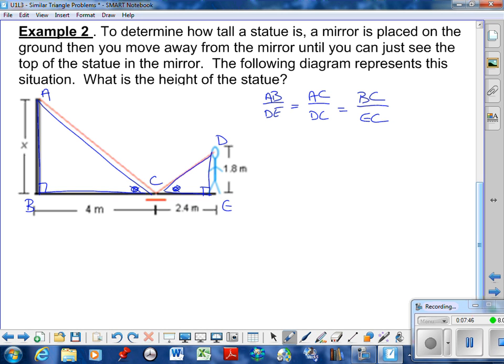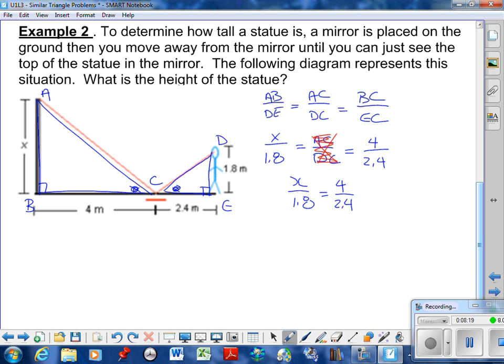Phase 3, substitute in values. So AB is X, DE is 1.8, AC I know nothing about, and DC I know nothing about. BC is 4, EC is 2.4. So again, that middle fraction, we know nothing, need nothing, so she's a no good. We get rid of her, which leaves us with 2 fractions equal to each other. And now we're just simply calculating.